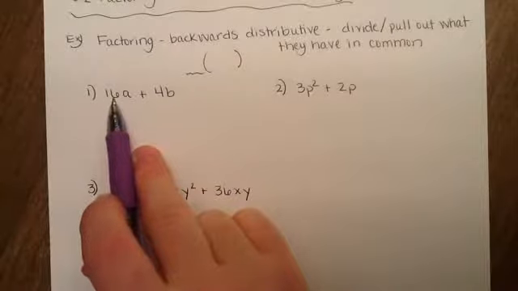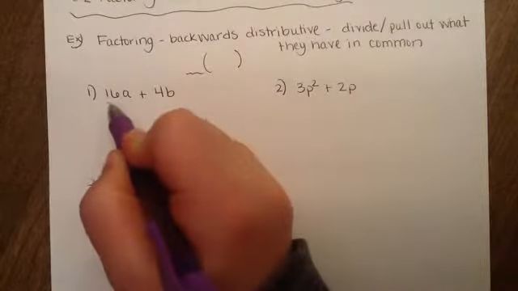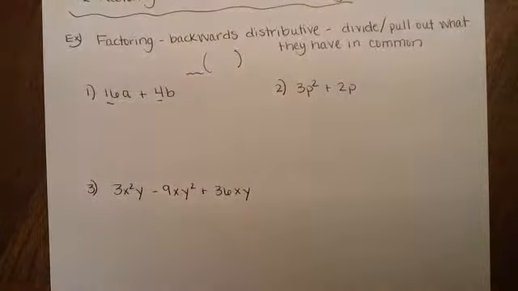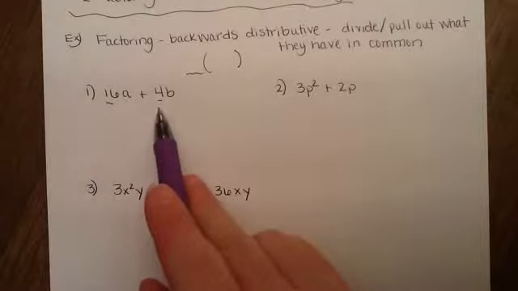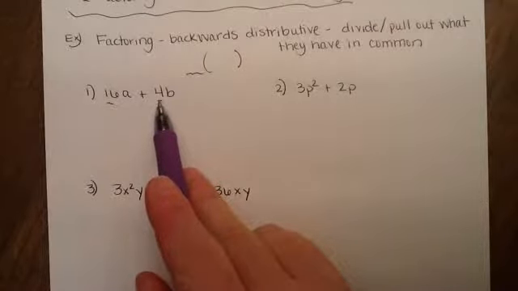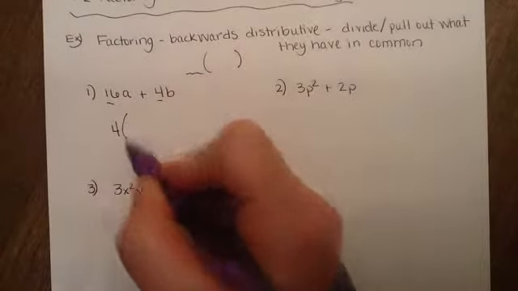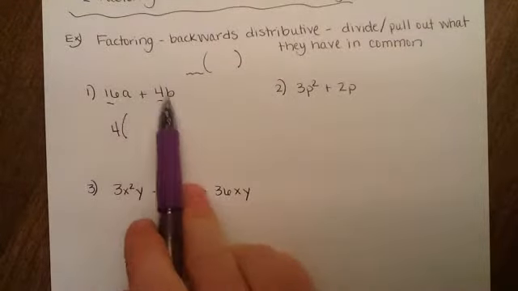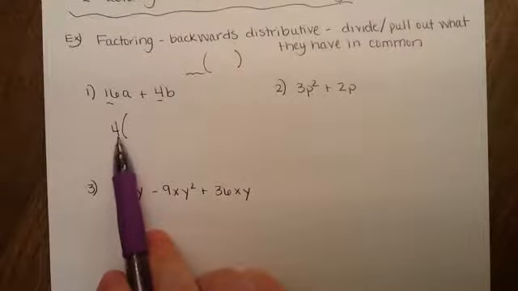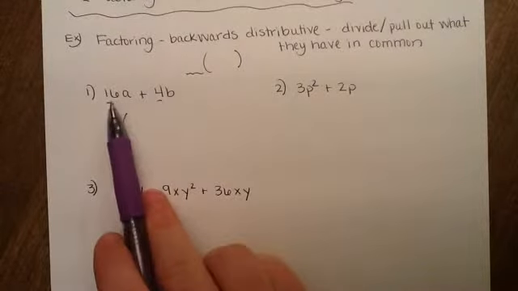So first I want to look at my numbers, 16 and 4. We want to find the greatest common factor, or the largest value that goes into both 16 and 4 evenly. It is 4. If you said 2, 2 does divide evenly into both, but it's not the biggest. So 4 is the largest value.